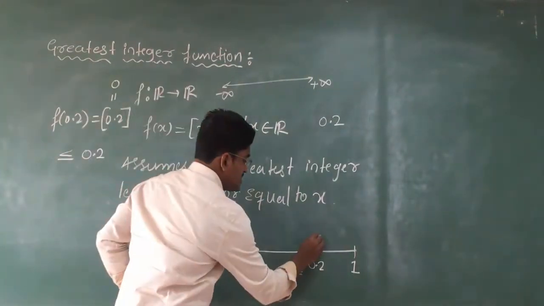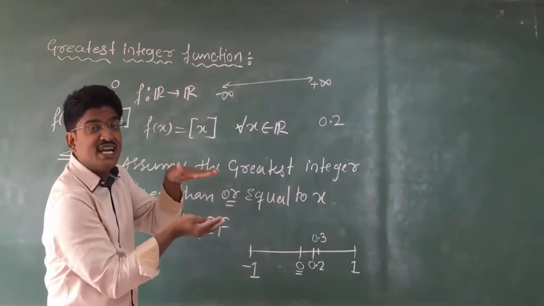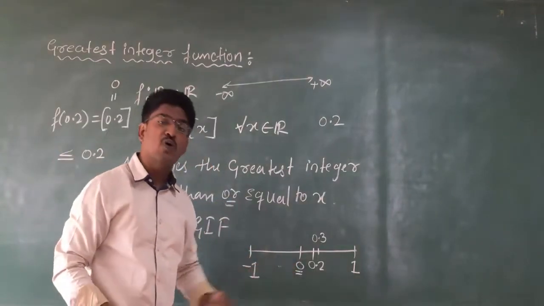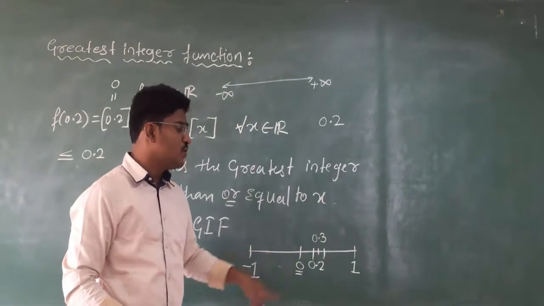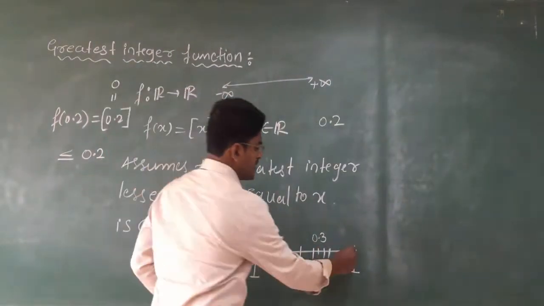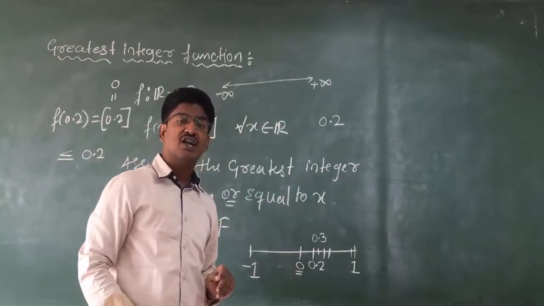Because it is lesser than 0.3, among those lesser numbers, which is the greatest integer? That is nothing but 0. You take 0.4, for that also 0. You take 0.5, for that also 0. You take 0.999, for that also 0. Are you getting my point?